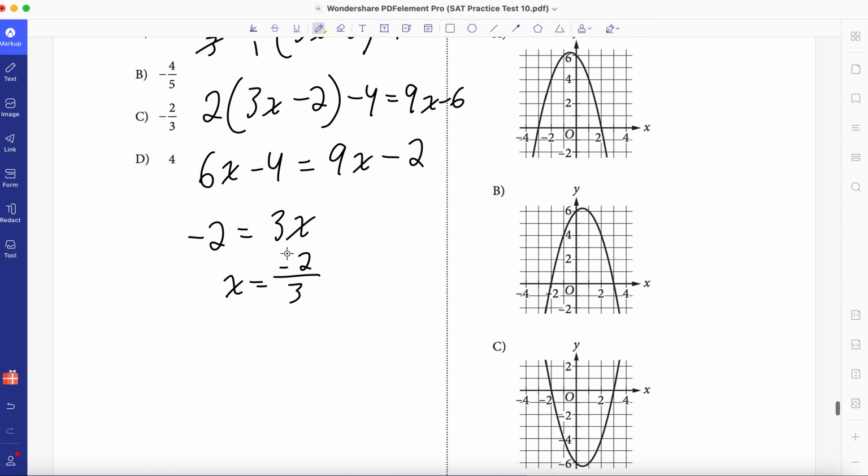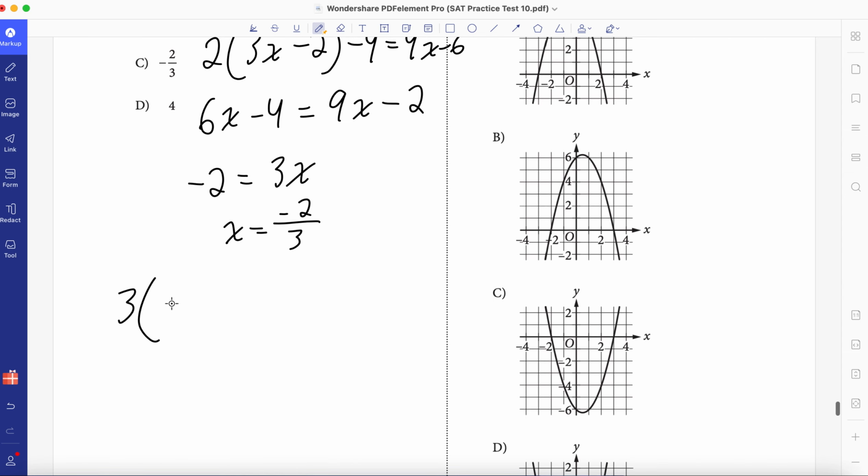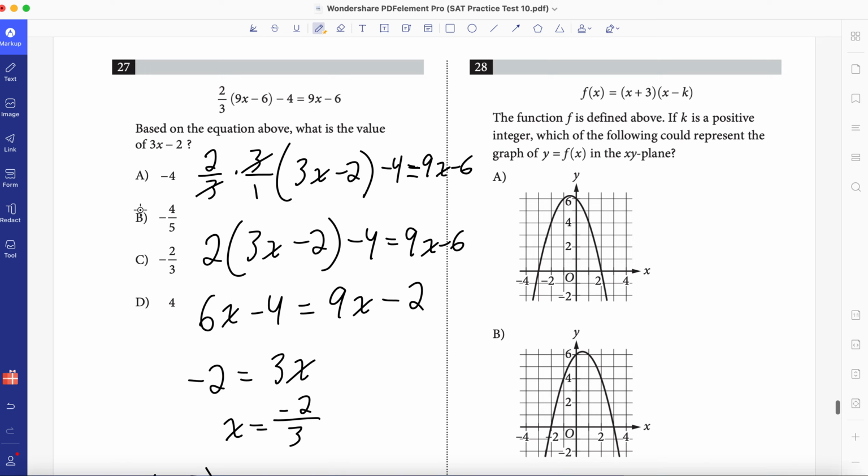And now let's just plug that into 3x minus 2. So 3 times negative 2 over 3 minus 2 is going to equal, these 3's cancel, negative 2 minus 2, which is going to equal negative 4. And that is the answer. The answer for this one is A.